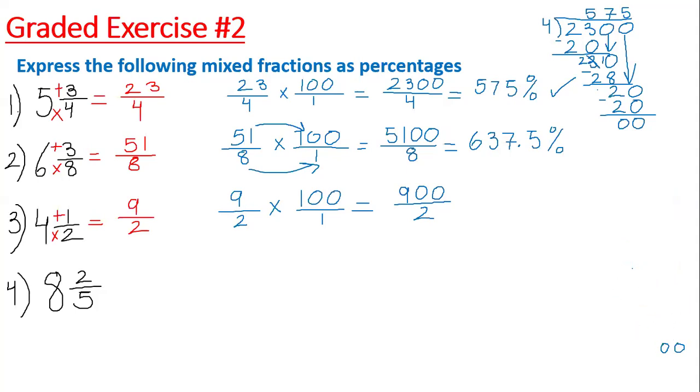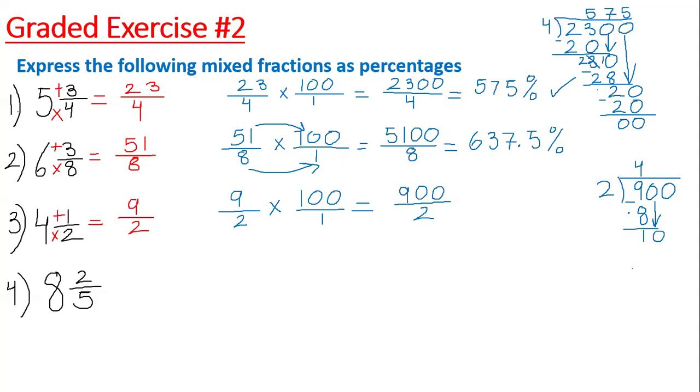So how many times does 2 go into 900? 2 goes into 9 4 times. 2 times 4 is what? 8. Very good. 9 minus 8 is what? 1. Bring down the 0.